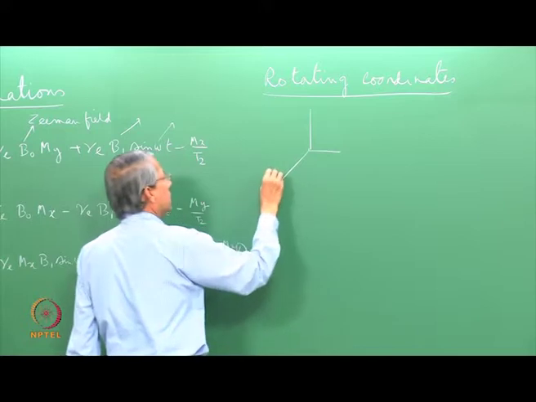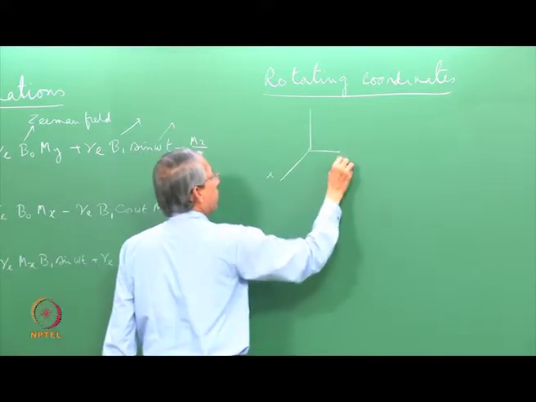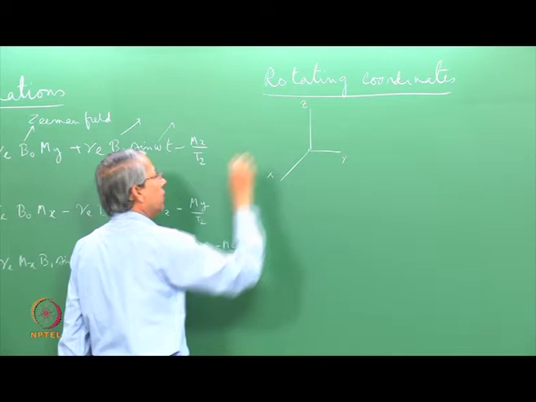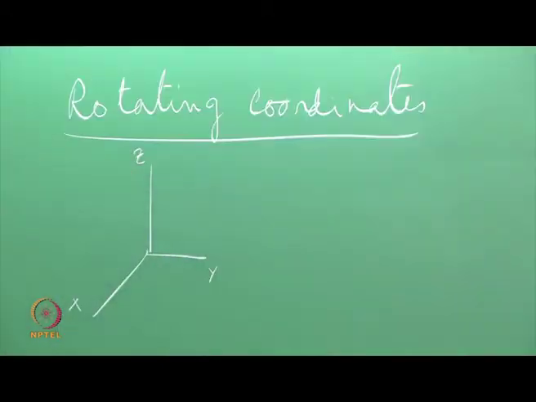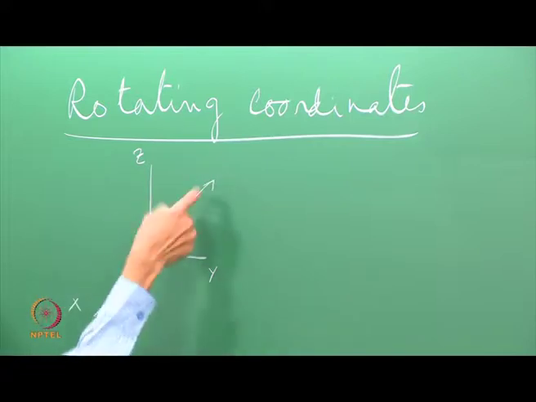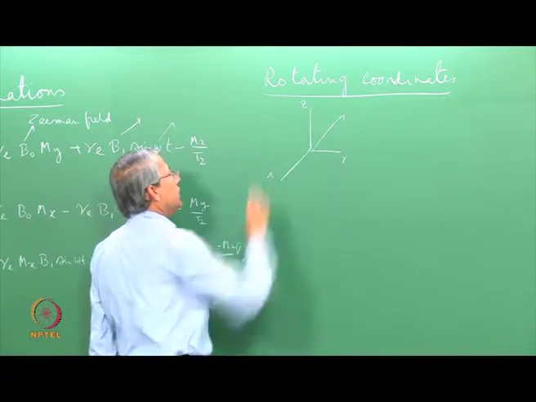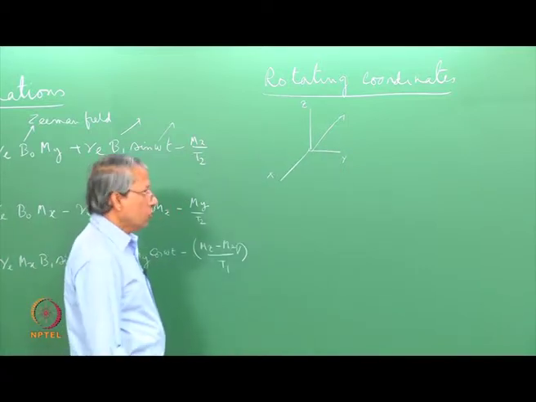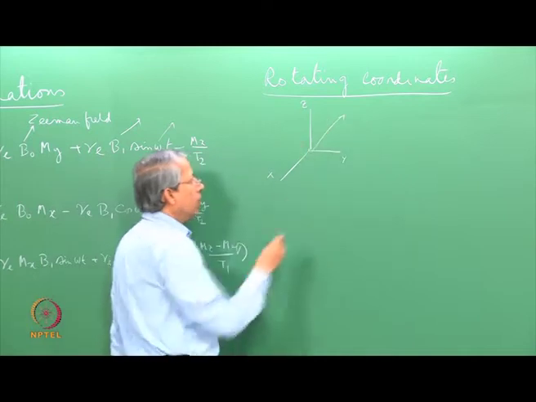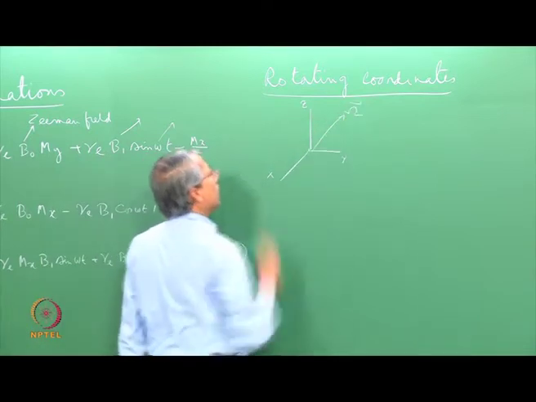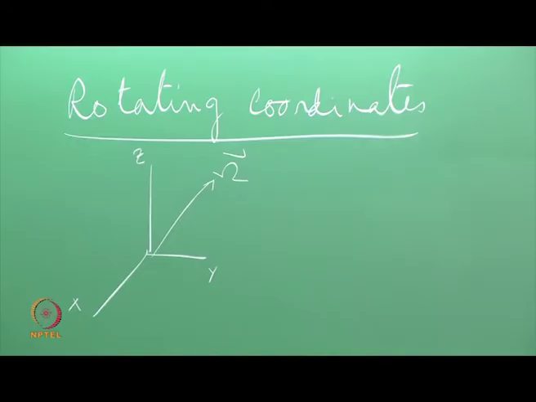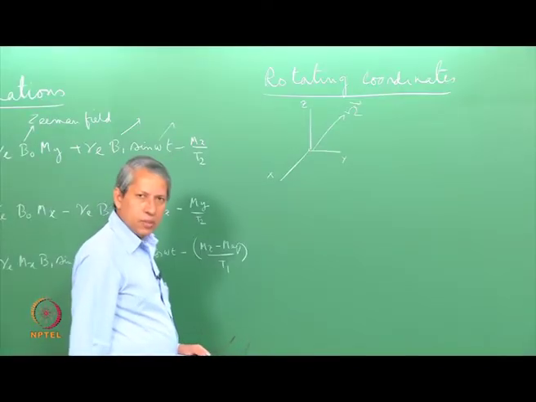Suppose I have got a coordinate system, let us call it capital X, Y and Z, which is rotating about an axis at a certain angular velocity omega. So, in this rotating coordinate system, how is the equation of motion of any vector going to change? Let us first learn that.